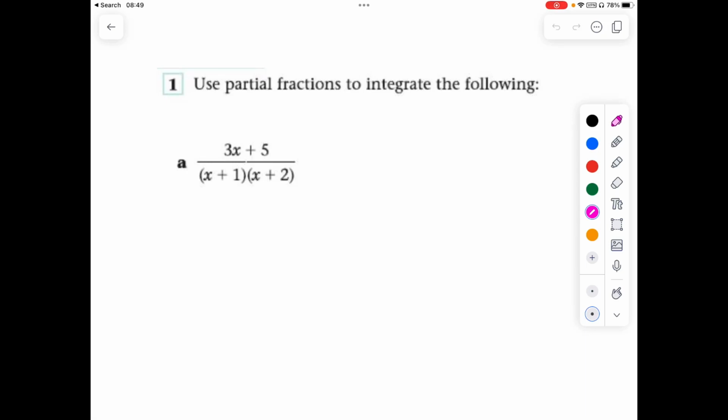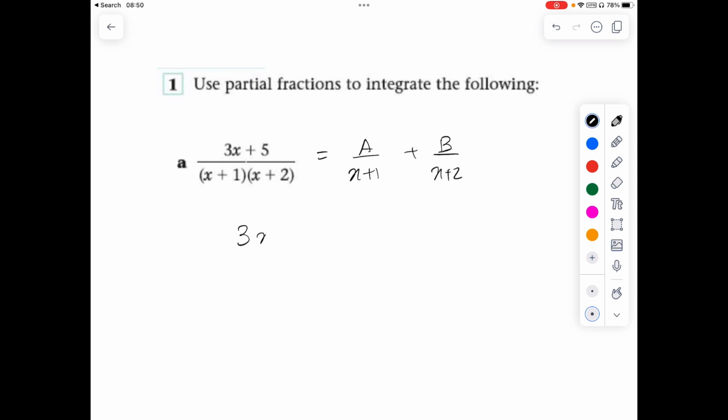So welcome. This is a worksheet based on partial fractions and integrations together. So, integrals using partial fractions. The first question: the integral of (3x + 5) upon (x + 1)(x + 2). So what am I going to do? First I have to do the partial fractions for this: A upon x + 1 plus B upon x + 2.